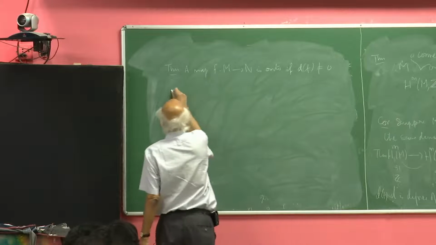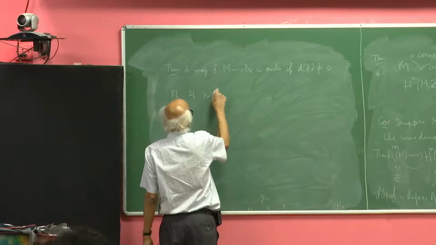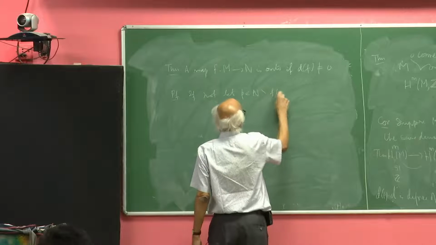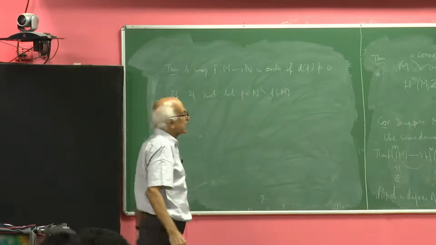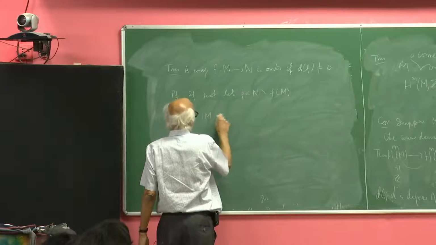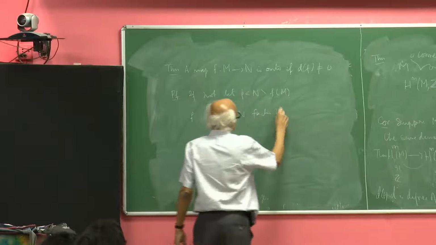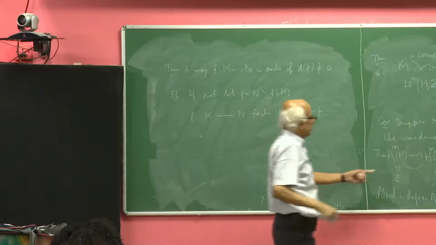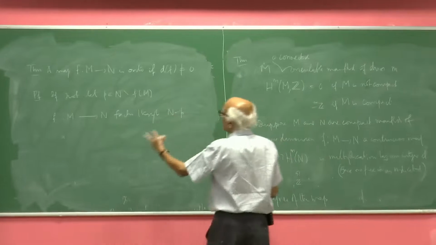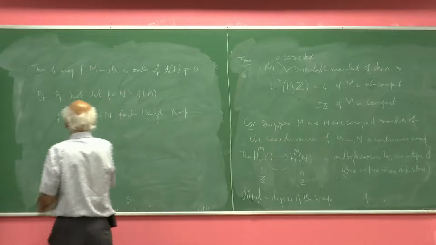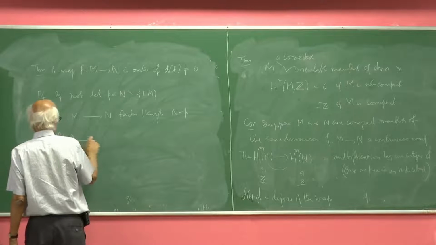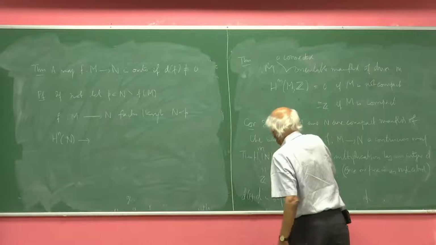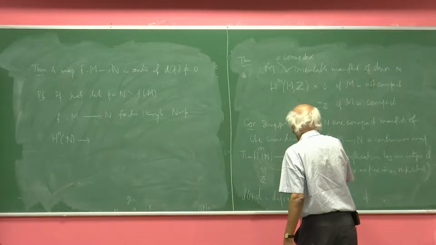Can you repeat it? See, f is onto if not... there is a point P in N minus f(M), such a point exists. Then f from M to N factors through N minus P. Oh, sorry, the mapping should be in the other direction in homology. So if f from M to N is a map, then the mapping in cohomology, which I am writing, goes from N to M.